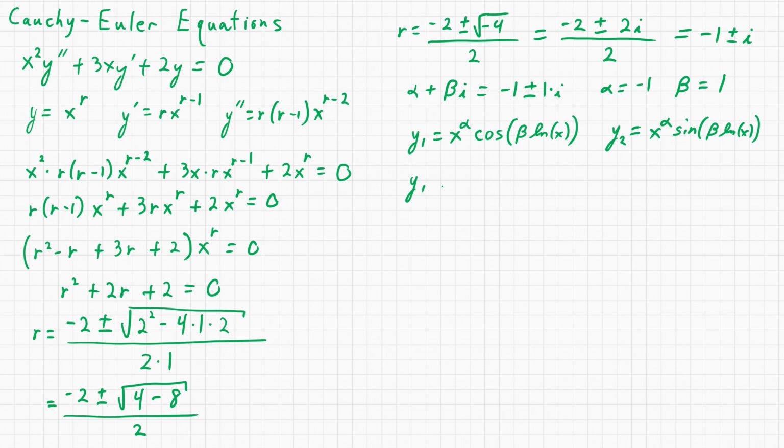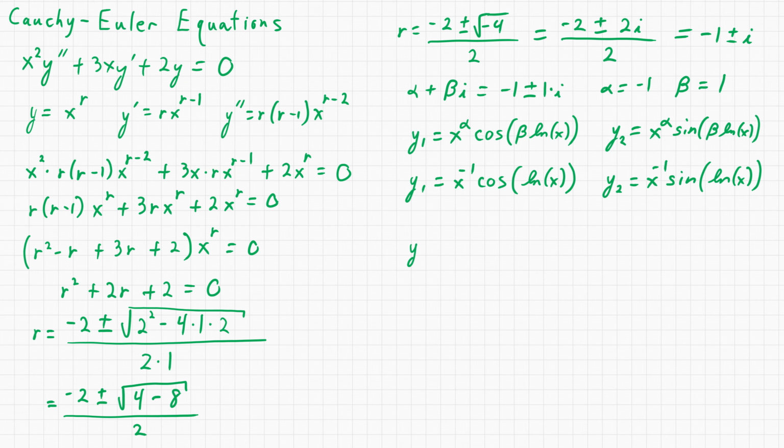So if we plug in our numbers, y1 is x to the negative 1 times cosine, and beta is just 1, so it's cosine of the natural log of x. Then y2 is x to the negative 1 times sine of the natural log of x. Those two solutions would be a little horrible to plug in, especially the second derivative. You get a lot of terms. But these two will satisfy this Cauchy-Euler differential equation.